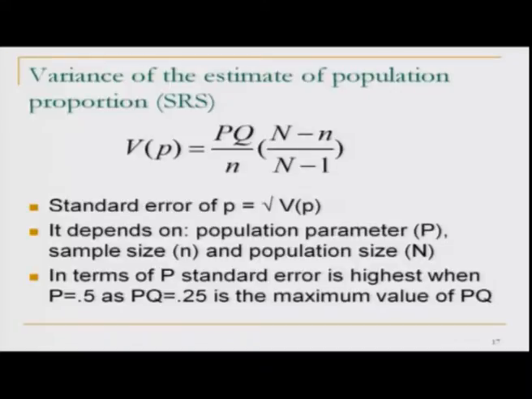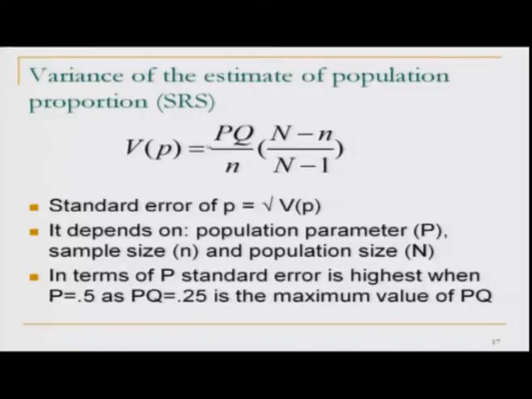Thus, it depends on population parameter P and thereby on Q, sample size N. PQ is such a thing that as P increases from 0 to 0.1, 0.2, 0.3, PQ will increase, and for P equal to 0.5, Q equal to 0.5, you have the highest value of PQ, 0.25, and as P goes further beyond 0.5, it becomes 0.6 or 0.7 or 0.9, the value of PQ starts declining.